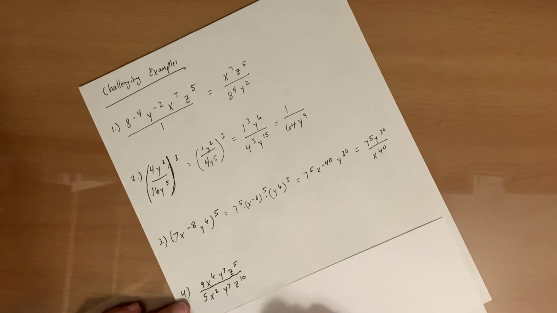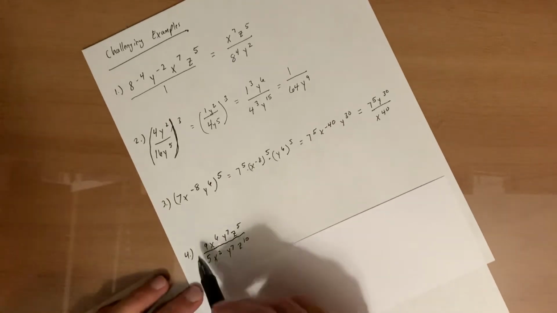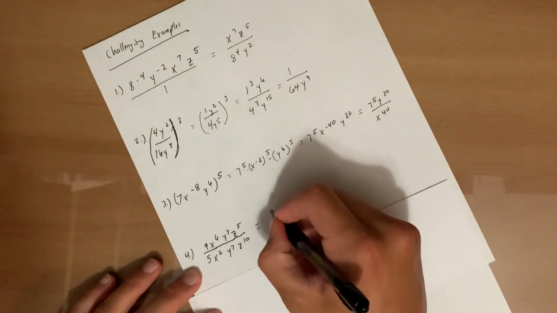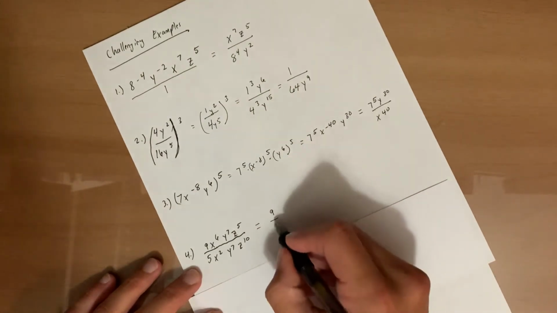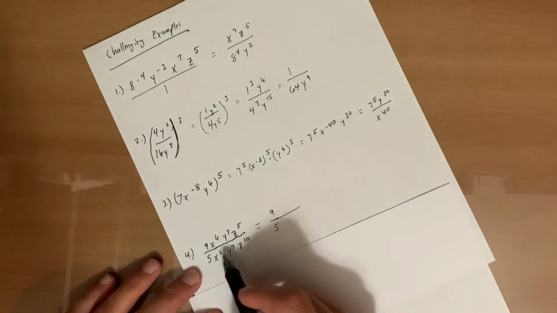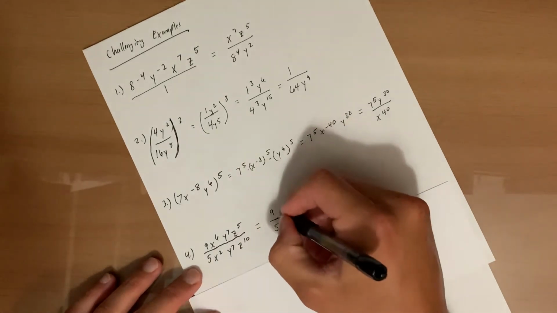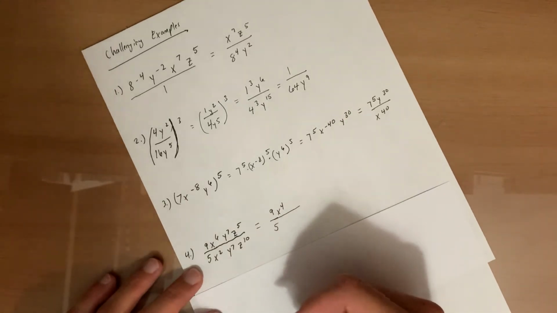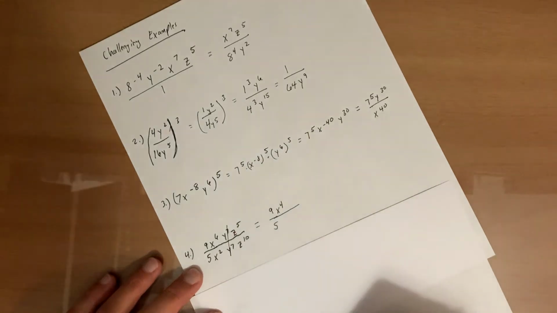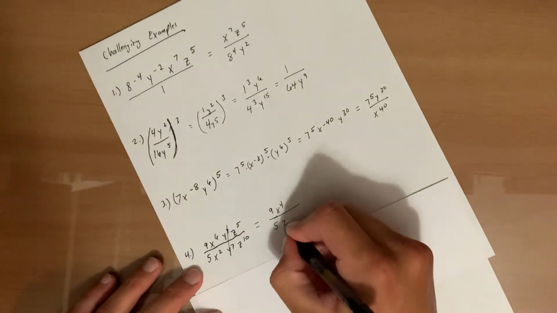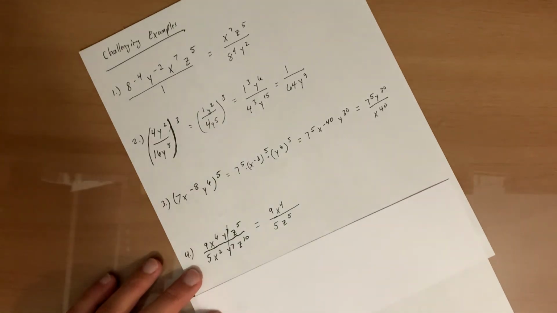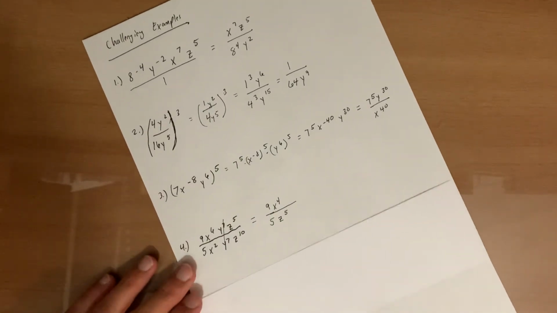Right here, all we're going to do is simplify. 9 over 5 is already as simple as it can get, so I'm just going to leave that. Now I'm going to look at my variables. Do I have more x's on top or bottom? That's going to be top, and I have 4 more. Where do I have more y's? Here I actually have the same amount, so those y's just cancel each other out. And I have more z's on the bottom, and I have 5 more. So my answer is 9x to the 4th over 5z to the 5th.